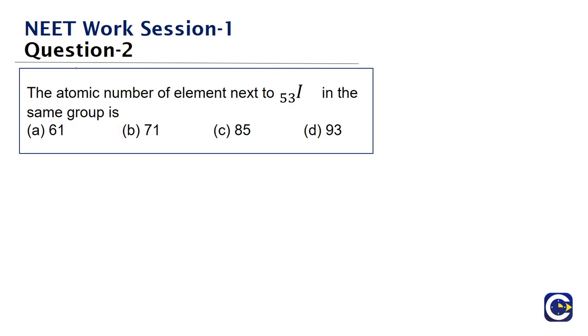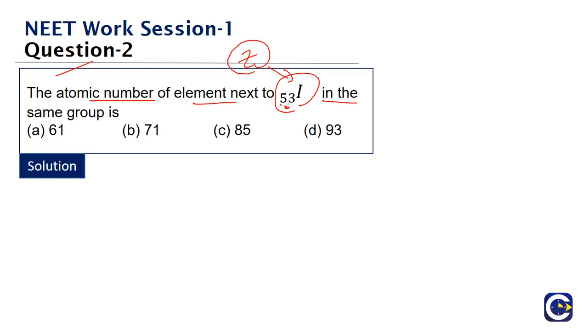Okay, look at question number 2. Question number 2, the atomic number of the element next to I53, in the same group. So here 53 is basically what? This is the atomic number of the respective element. So we need to find what is the atomic number of the next element in that group.